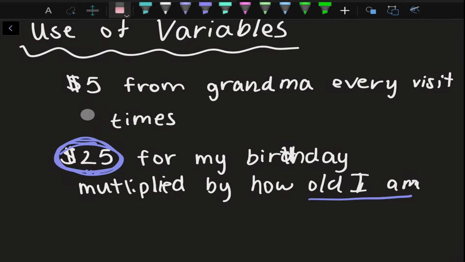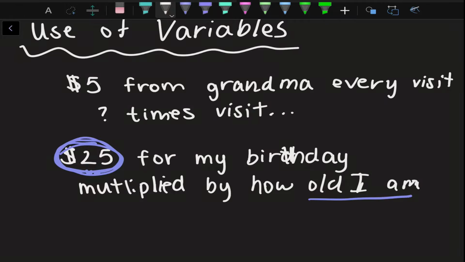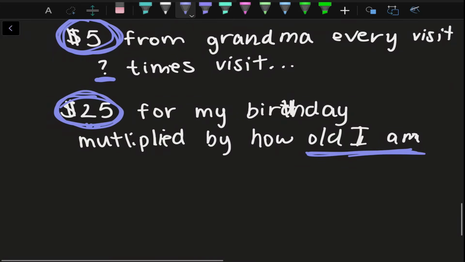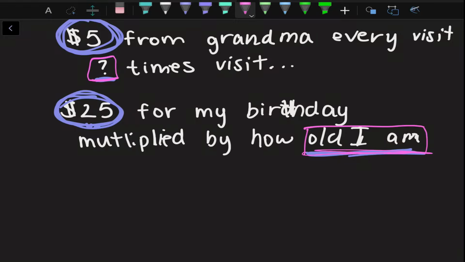Actually, I'm going to switch this up here. $5 from grandma every visit, and we don't know how many times she's visiting. So that changes from a number we know to a number we don't know, just like how old I am. In this case, the $5 is going to be my constant value. So when I have something like this, I'm going to need something to represent what I don't know. And that's where a variable comes in.